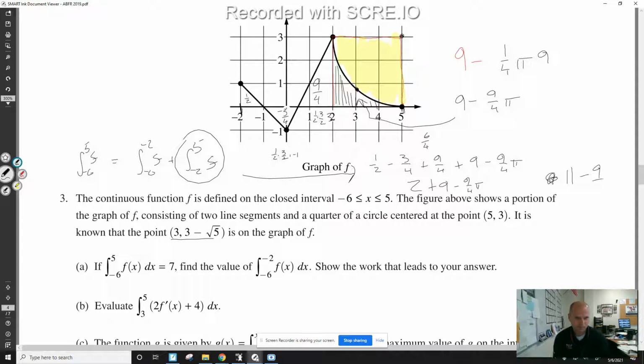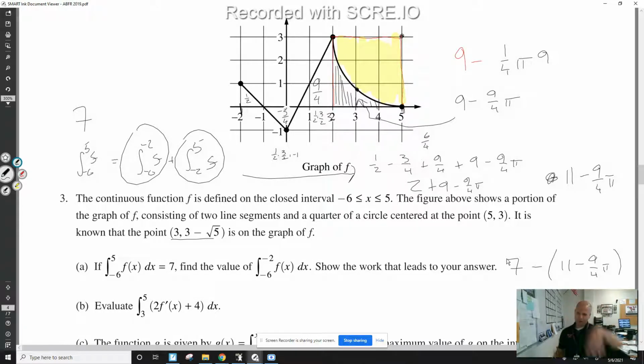No. That's what the area is from negative 2 to 5. I was told that this is 7, and I'm asked to find this. So my answer is 7 minus the quantity 11 minus 9/4 pi. Thanks, guys. That's part A.